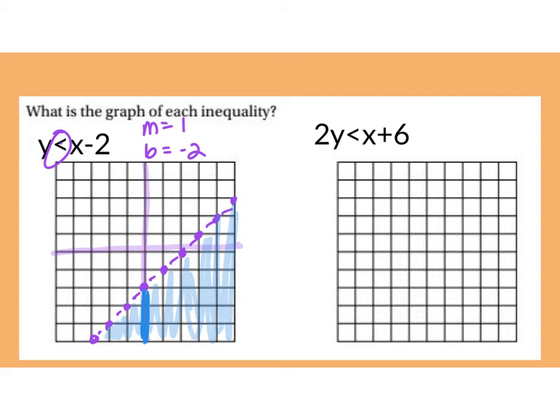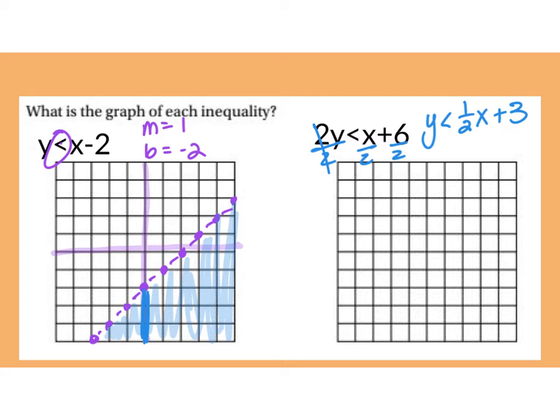All right, for this next one, we have to get y by itself. So I'm going to divide everything by 2 to get that 2 away from the y. So then I'm left with y equals 1/2, not equals, sorry, habits die hard. It would be y is less than 1/2 x plus 3. Notice I didn't flip my sign. I was dividing by 2, but it wasn't a negative, so I didn't have to flip it.